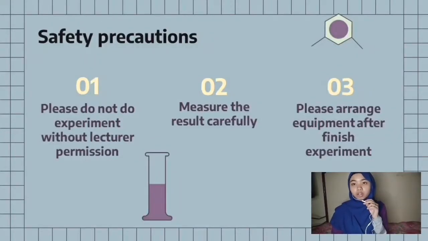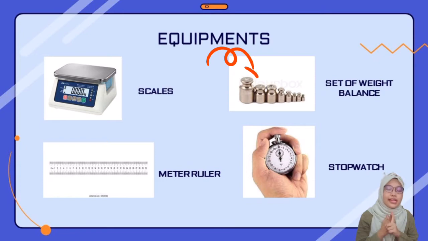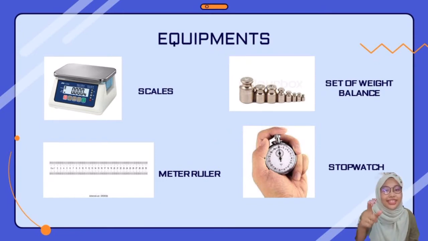Safety precautions for lab 2 are: the first one is, please do not do the experiment without the lecturer's permission. Number 2, measure the result carefully. And lastly, please arrange the equipment after finishing the experiment. There is a little equipment for this experiment, which is scales, a set of foot balance, a meter ruler, and a stopwatch. And stay tuned for the procedure.